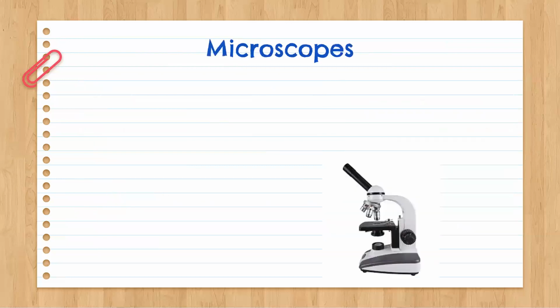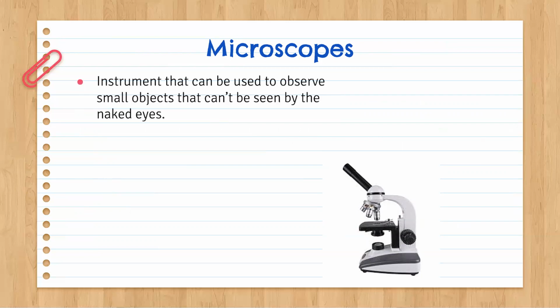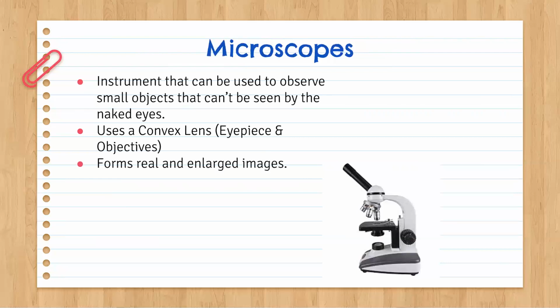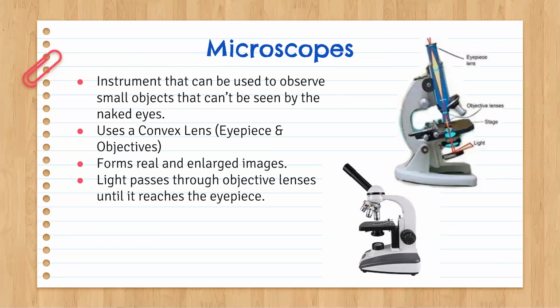Let's proceed. Next is the microscope. I think you are already familiar with this one. Microscopes are instruments that can be used to observe small objects that can't be seen by the naked eye. It uses a convex lens that can be found both on the eyepiece and the objective lenses. They form real and enlarged images. What happens, as shown in the picture on the right, is that light passes through the objective lenses until it reaches the eyepiece, allowing you to see the inverted but real and enlarged image of the specimen being viewed.